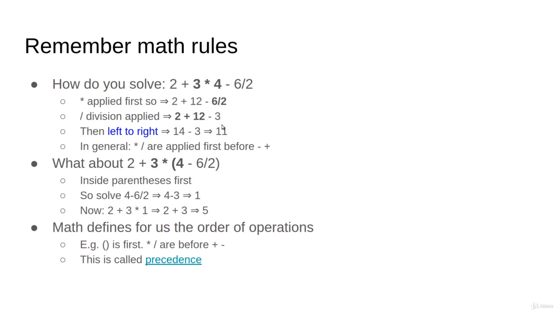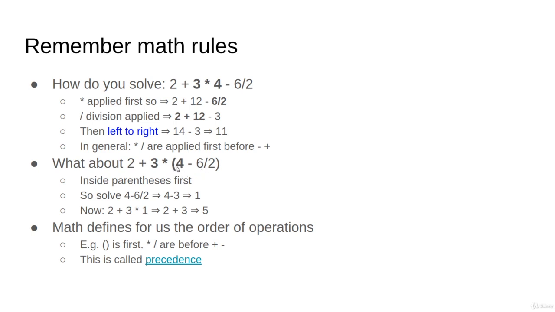So it seems that there are two interesting things here. We are applying the multiplication and division before the subtraction and addition, and also we are applying typically from left to right. What if I see some parentheses like that? It means what is inside the parentheses should be applied first.